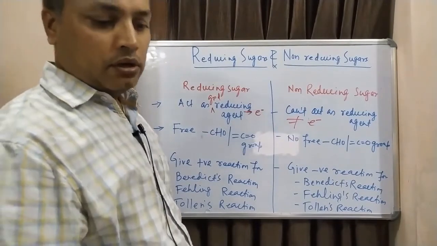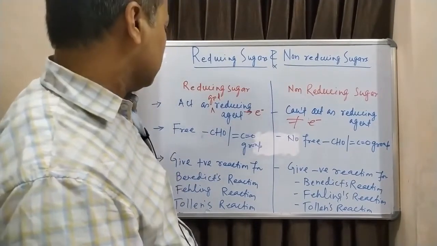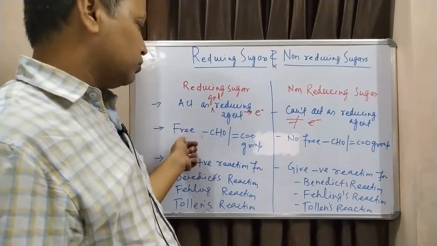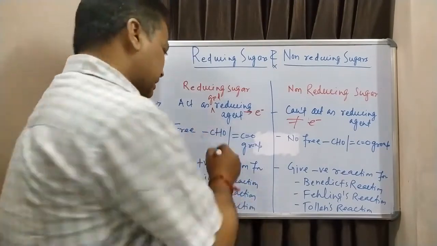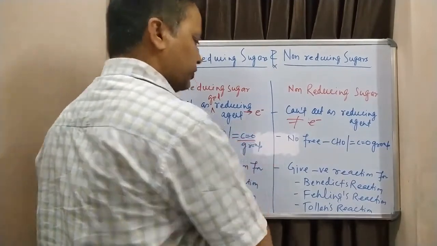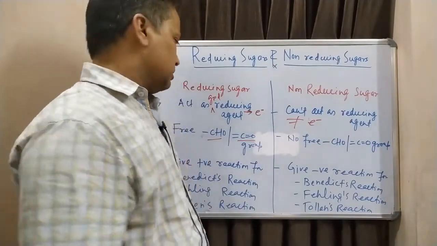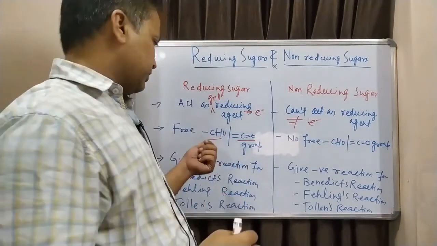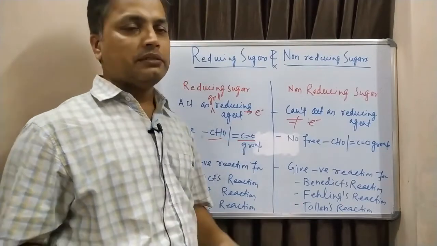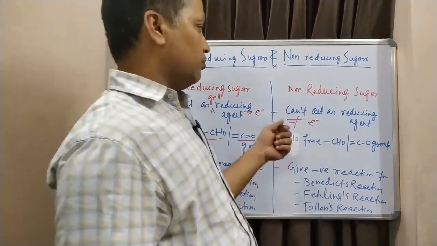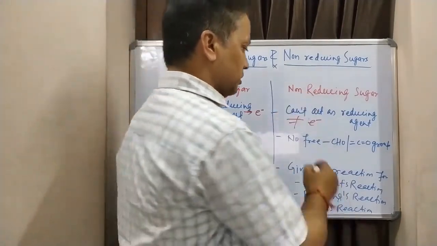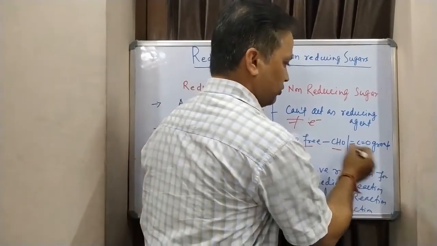Any sugar which we normally call a reducing sugar should have a free aldehyde group or a free ketonic group. It means a carbohydrate which has a free aldehyde or free ketonic group works as a reducing sugar, whereas a non-reducing sugar does not have a free aldehyde or free ketonic group.